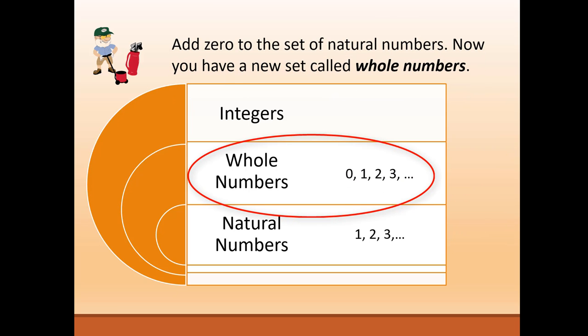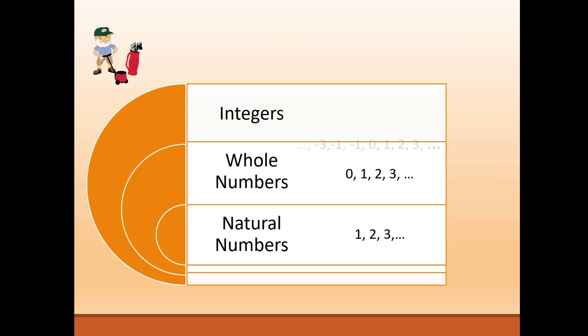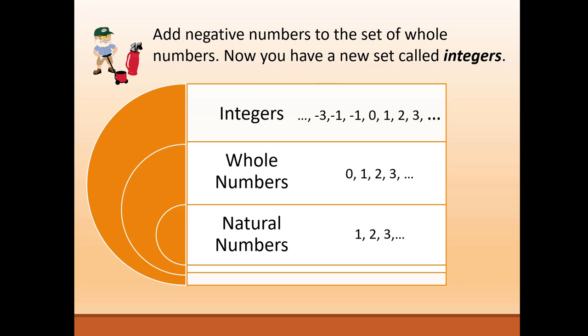Add 0 to the set of natural numbers. Now you have a set called whole numbers. Add negative numbers to the set of whole numbers, and now you have a new set called integers. They include negative numbers, the number 0, and our positive or natural numbers or counting numbers.